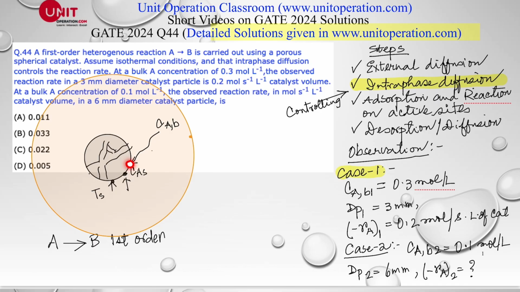From here, the reactant A goes inside the catalyst pores all over, and there are active sites, adsorption and reaction on active sites. So the reactants get adsorbed on active sites, and then a reaction happens. After the reaction, the products come out from the pores and go back to the bulk of the gas. So these are the normal steps of a heterogeneous catalytic reaction.